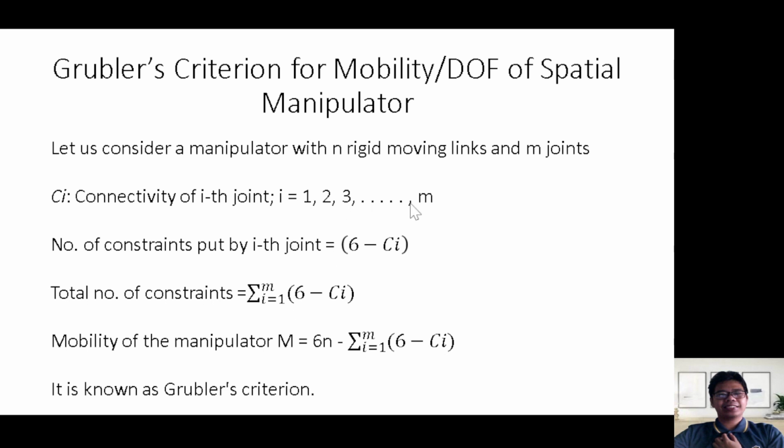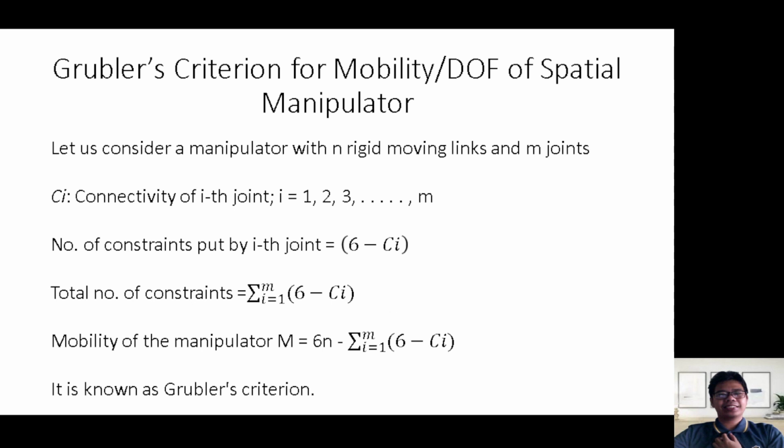The number of constraints put by the ith joint is given by 6 minus Ci, where Ci represents the connectivity of that joint. Adding up the constraints from all joints, you'll get the total number of constraints, or the summation of m from i equals 1, 6 minus Ci, imposed on the system.